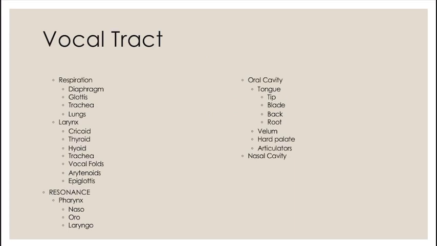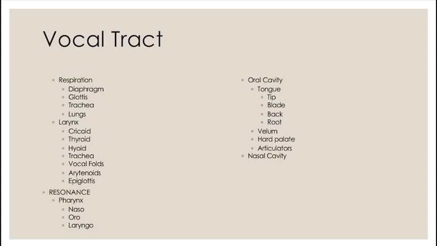Here I have some important structures of the vocal tract. Starting with respiration, or breathing, I've got the diaphragm, the glottis, or the space in between the vocal folds when it's open, the trachea that actually transfers the air in and out of the lungs, and then the lungs themselves. In the larynx, I'll go through each one of these, but I have the cricoid, the thyroid, the hyoid, the trachea, the vocal folds, the arytenoids, and the epiglottis.